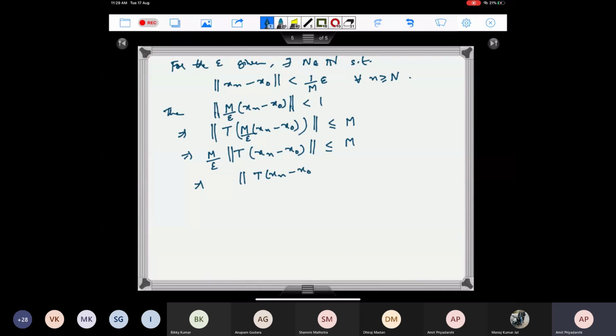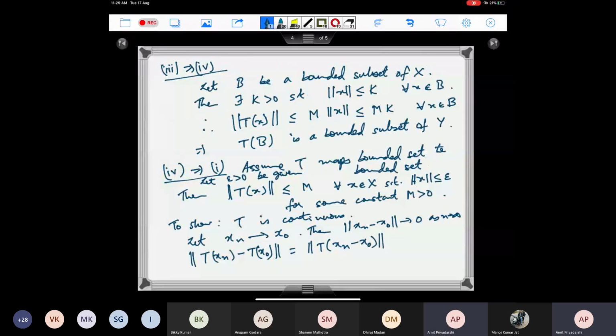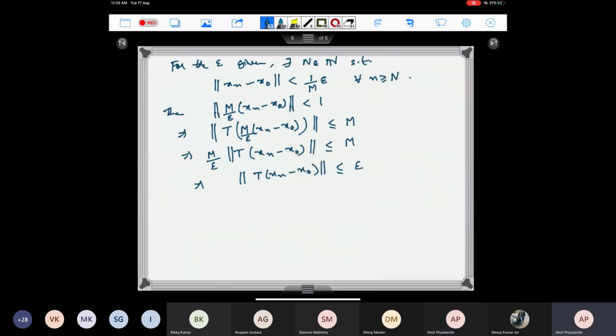So I can choose this m such that the unit ball is mapped to this bounded set given by m, and then for any epsilon greater than 0 given, I'll choose this capital N such that norm xn minus x naught is less than epsilon by m. Then m by epsilon times this is in the unit ball, so T of that is less than or equal to m, and this gives that the norm of Txn minus Tx naught is less than 2 epsilon.